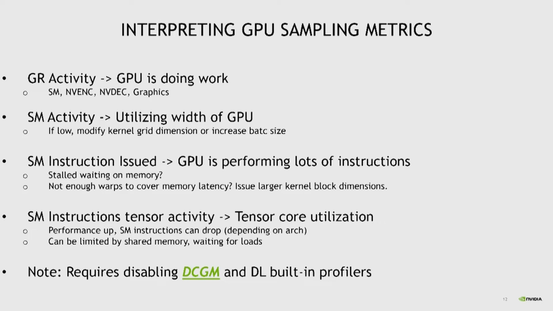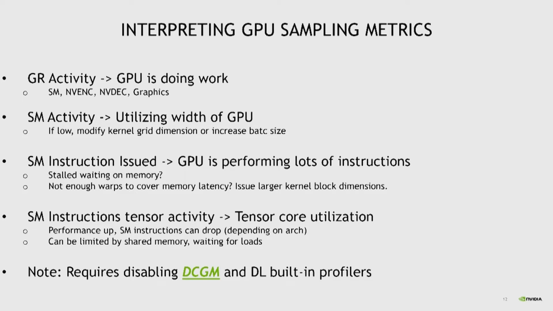Another one you'll often take a look at is the SM instructions issued, right? So this means is the GPU actually issuing a lot of instructions, okay? And if it's not, it means that you might be stalled waiting on memory, right? Maybe you don't have enough warps to cover your memory latency. So there's a number of different ways we can address this. Again, this is all information that we're deriving without knowing any detailed information about the kernel with Nsight Compute, right?